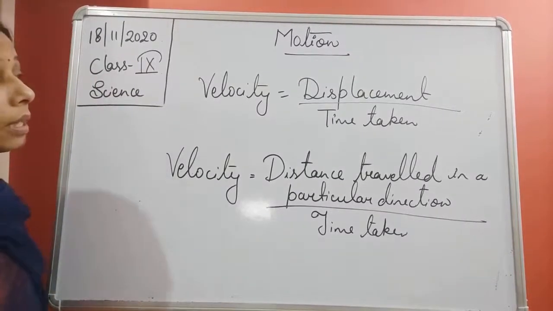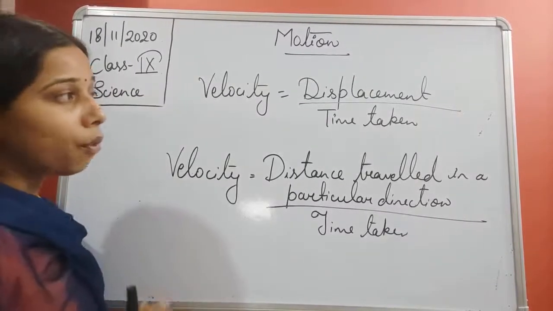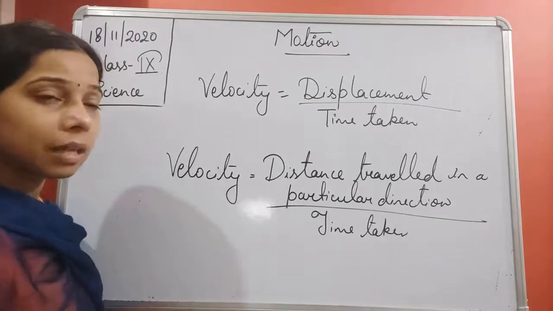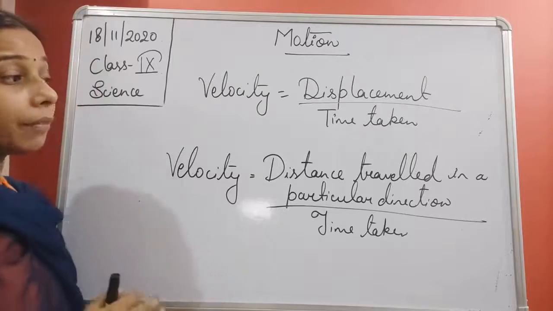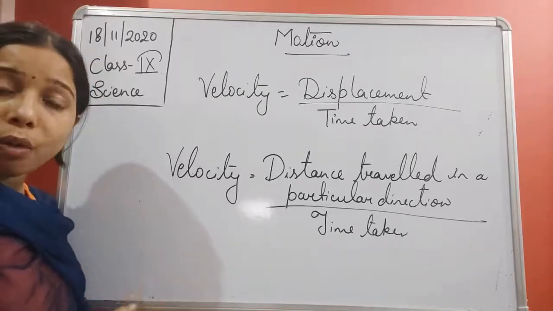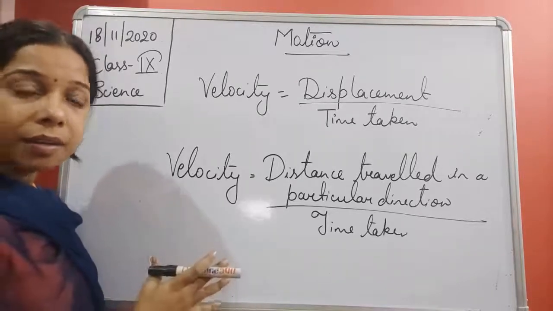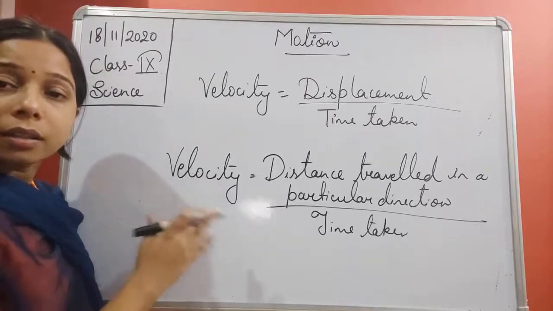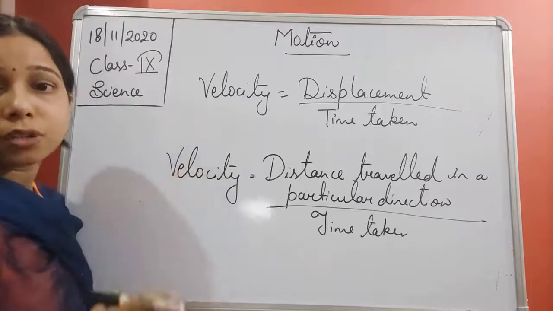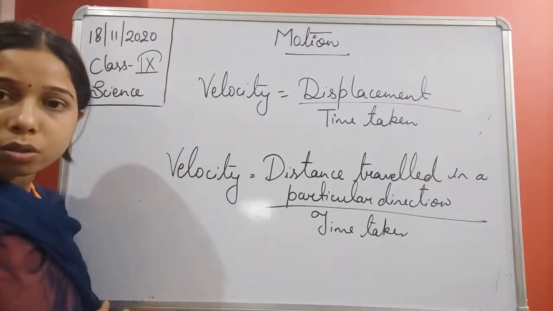So you see, students, there is no difference in the formula of velocity and speed. The only difference is that when we calculate the value of distance, here the distance value is given, as well as the direction in which the object is moving, which is also mentioned.